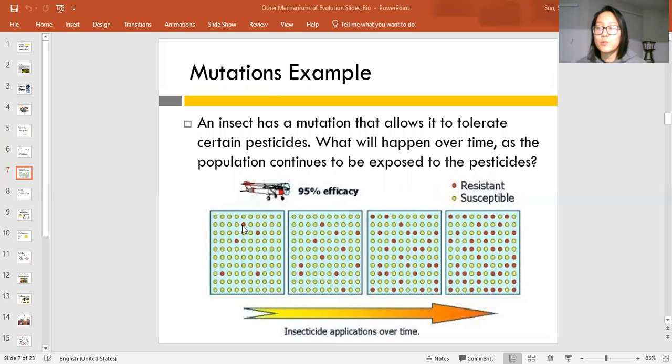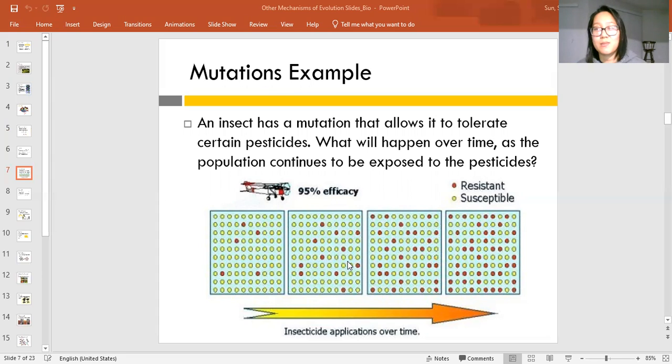And so when the resistant ones are better at surviving and reproducing, that means in the next generation, in the next year, when they are growing on these crops, there are going to be more that are resistant. So you see more red dots. And the plane is going to fly over and spray all of the plants again with these pesticides, and the bugs on these plants are going to die. But are all of them going to die?